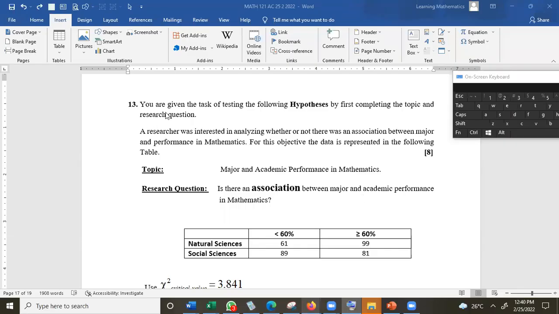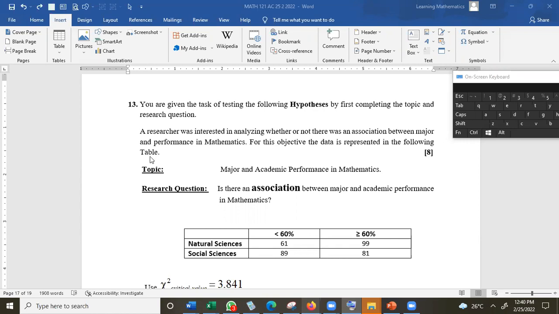Number 13, it says you are given the task of testing the following hypothesis by first completing the topic and research question. It says the researcher was interested in analyzing whether or not there was an association between major and performance in mathematics. For this objective, the data is represented in the following table.